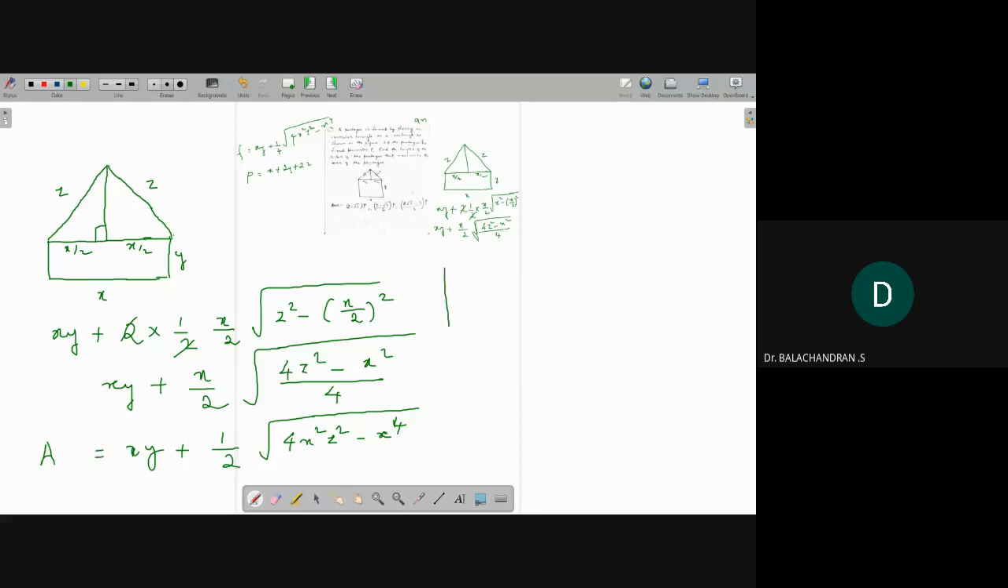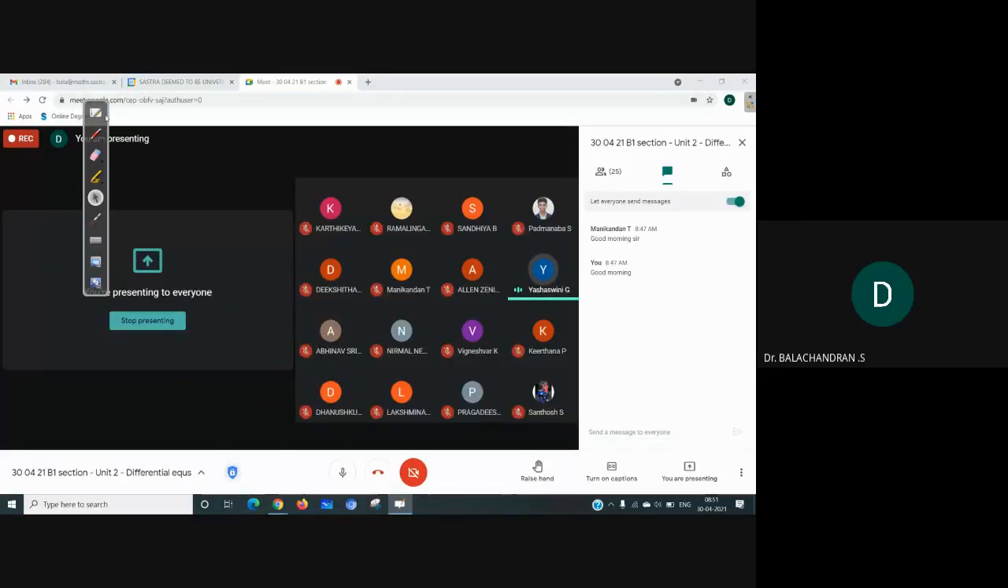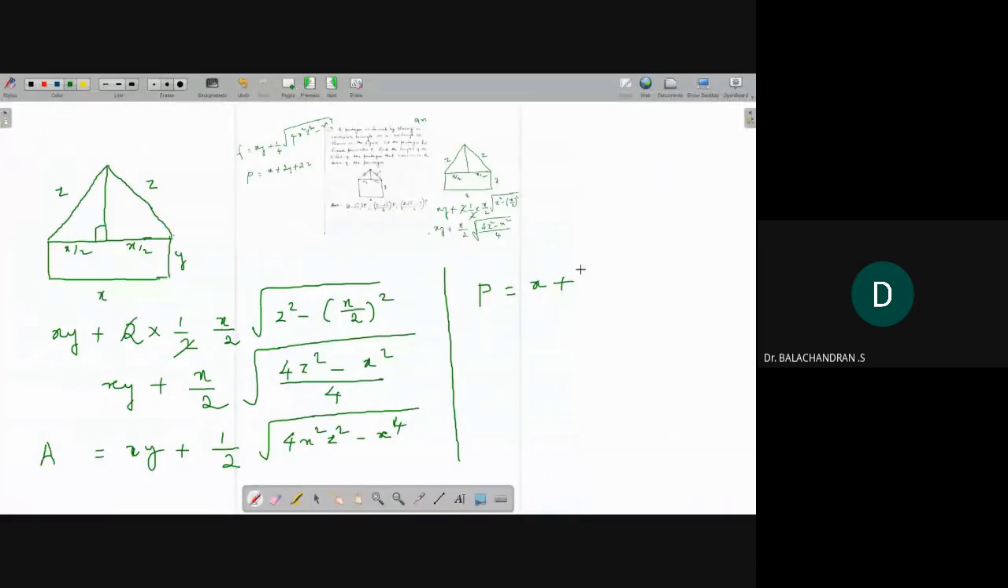And what is the perimeter? What is the perimeter of the pentagon? x plus 2y plus 2z. Yeah, x plus 2y plus 2z.